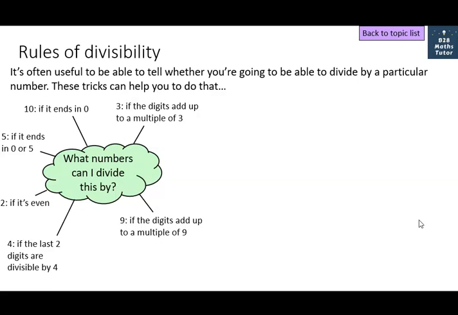And finally, it's a multiple of 6 if it's divisible by both 2 and 3. So it's a multiple of 3, the digits add up to a multiple of 3, and it's an even number. So the original number ends in 0, 2, 4, 6 or 8.